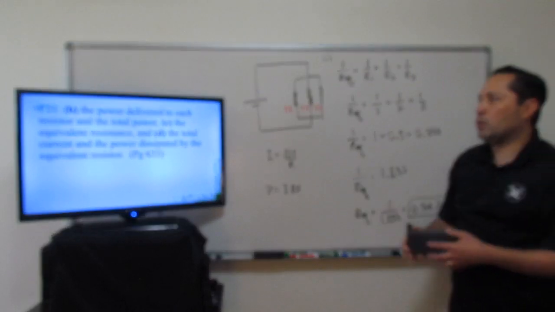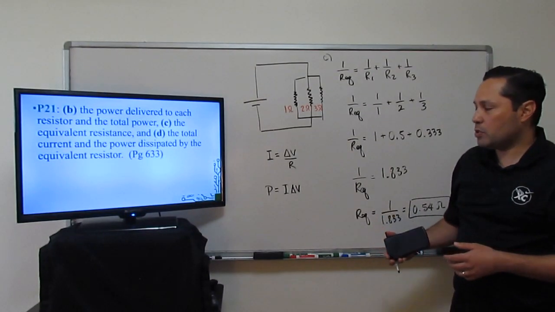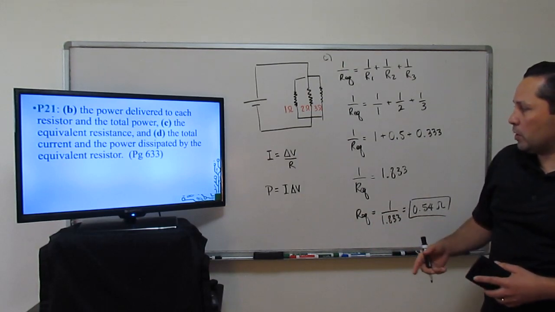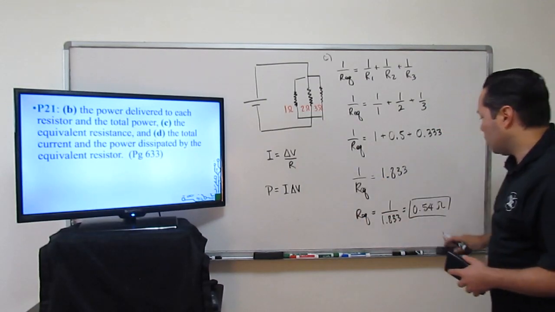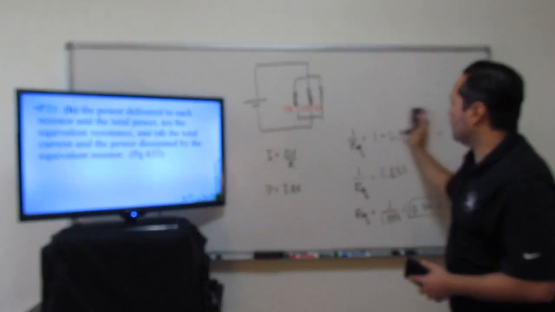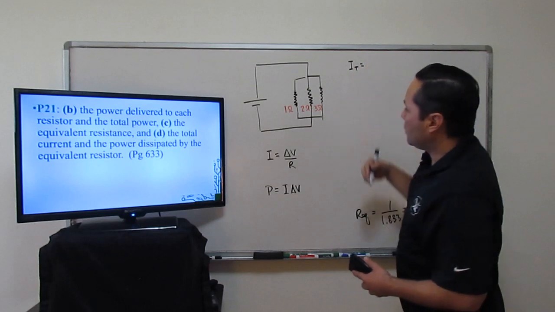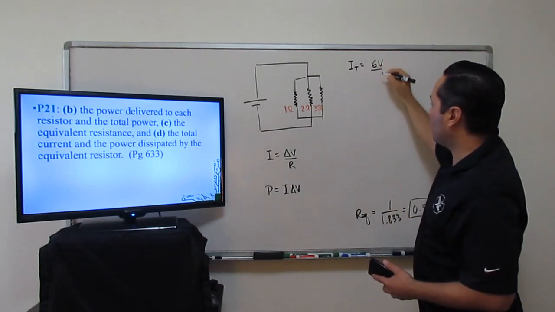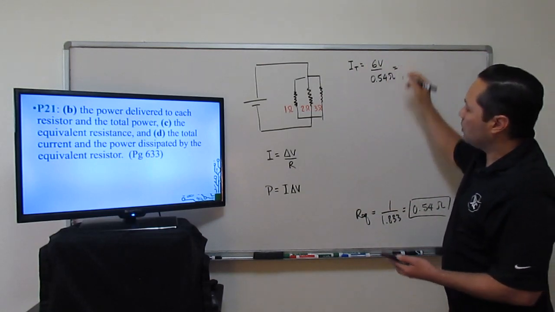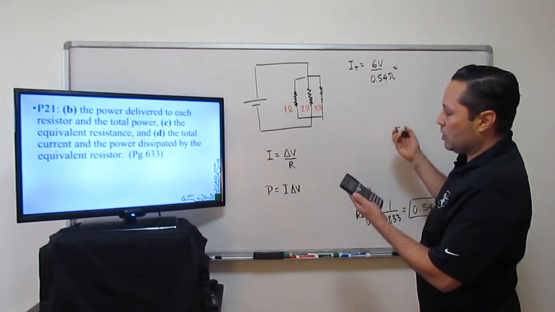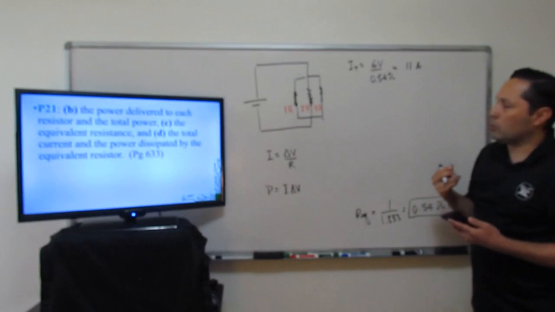Now in part D they ask, can you find the total current and the power by the equivalent resistor? All right, so we're going to do that. What is the total current? We're going to use this formula. We have the equivalent resistance right there, and we have the voltage. So the total current is the potential difference over the equivalent resistance, which is 0.54 ohms. So it'll be 6 divided by our answer, which is going to be about 11 amps. All right, so that will be our total current.